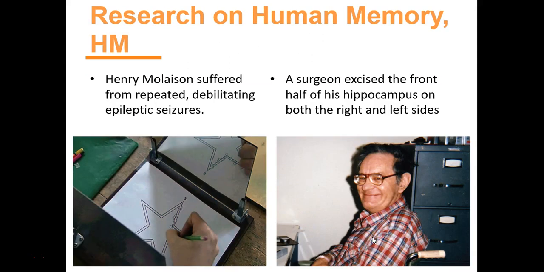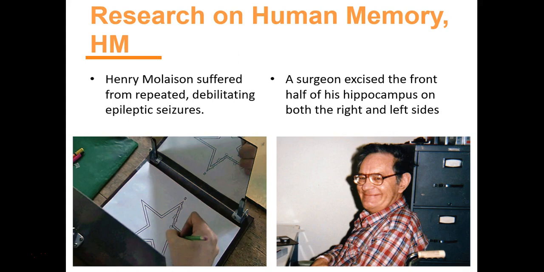And we've learned a lot from case studies. We've learned a lot from patient HM about memory. This was the patient who had very severe seizures and had bilateral removal of his hippocampus on both the left and right sides, and unfortunately the doctors found out that the hippocampus is very important for consolidating memory and for letting people create new memories, and he was left with a very severe anterograde memory problem, the inability to form new memories.